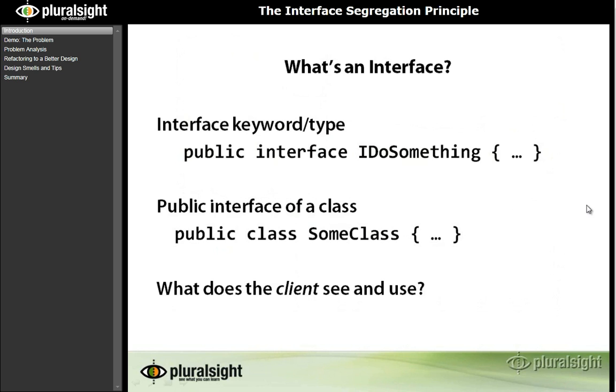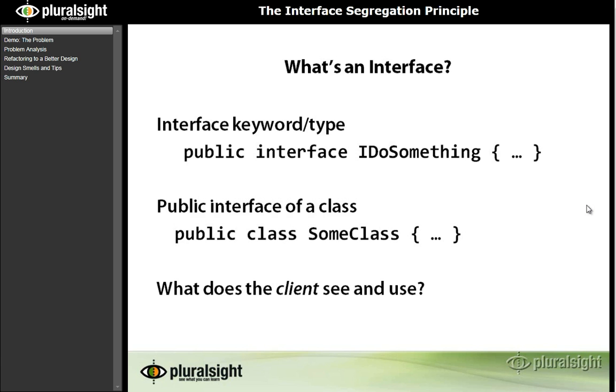So when we talk about the interfaces that we're supposedly segregating with the interface segregation principle, it's important for us to further define what we mean by an interface. Of course, in C#, an interface is a reserved word and represents a non-implementable type that specifies a public set of methods and properties that must be implemented by anything that chooses to implement that interface. However, it's also the public interface of a class.